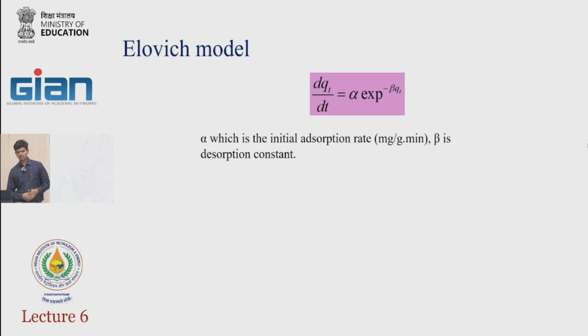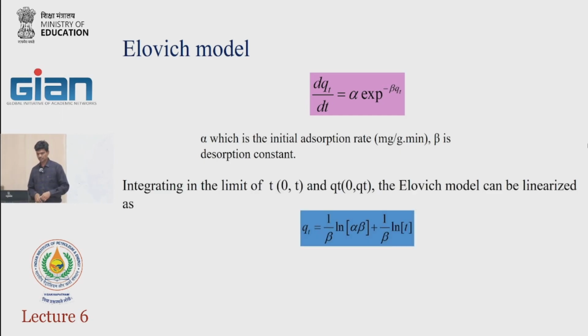So it looks something like this: dq over dt equals alpha times exponential of minus beta Qt. Alpha and beta are rate constants. Alpha is called the initial adsorption rate, because when Qt is equivalent to 0, that exponential becomes 1, so dQt/dt will be alpha, the initial adsorption rate, and beta is the desorption rate. So it considers both adsorption rate and desorption rate and takes care of everything.